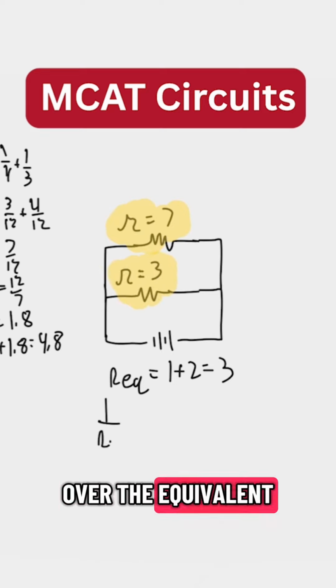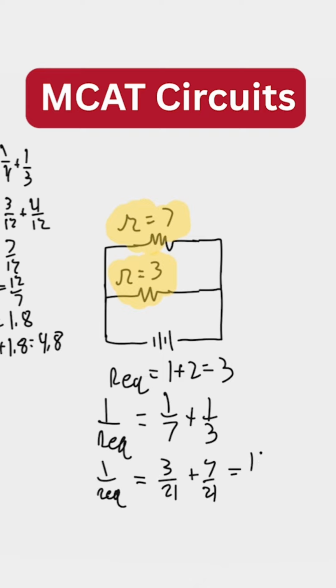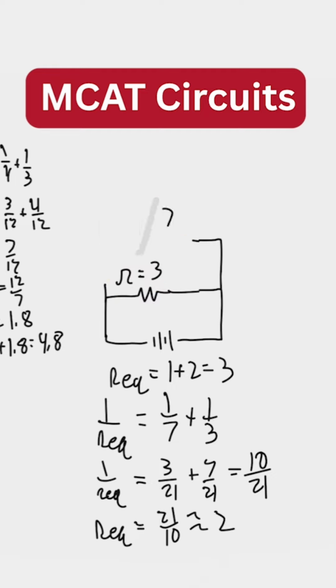We do 1 over the equivalent resistance is equal to 1 over 7 plus 1 over 3. The common denominator would be 21 and we get 3 over 21 plus 7 over 21. That's equal to 10 over 21, so the equivalent resistance is equal to 21 over 10 and that's roughly 2. Then we combine our 2 resistors to give us 1 resistor with a resistance of 2.